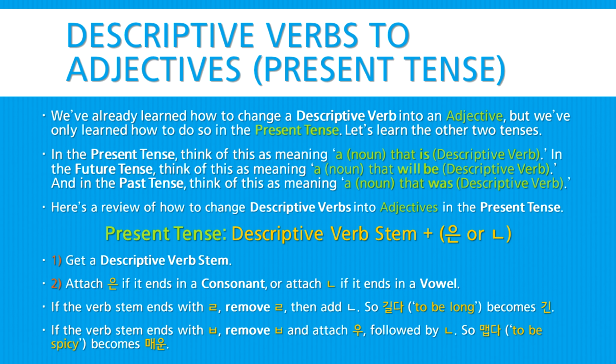So here's a review of how to change descriptive verbs into adjectives in the present tense. First, get a descriptive verb stem. Then attach 은 if it ends in a consonant, or just attach 나 if it ends in a vowel. Or if the verb stem ends with a ㄹ, remove the ㄹ, then add ㄴ. So 길다, to be long, would become 긴. Or if the verb stem ends with a ㅂ, remove the ㅂ and attach 우, followed by a ㄴ. So 맵다, to be spicy, would become 매운. And again, this is the form for conjugating descriptive verbs into adjectives that we've already learned.